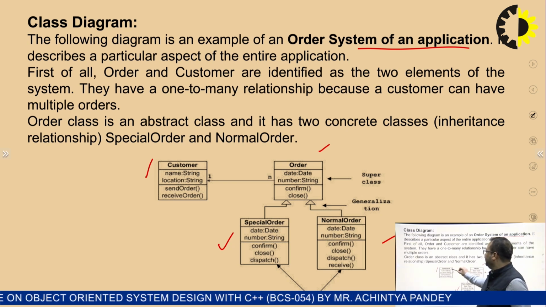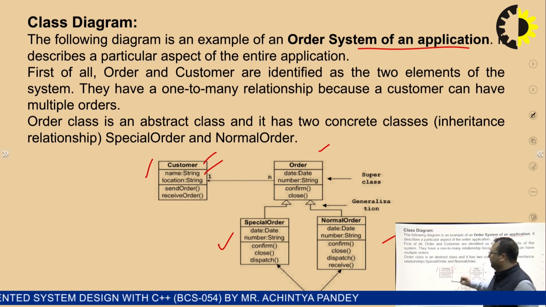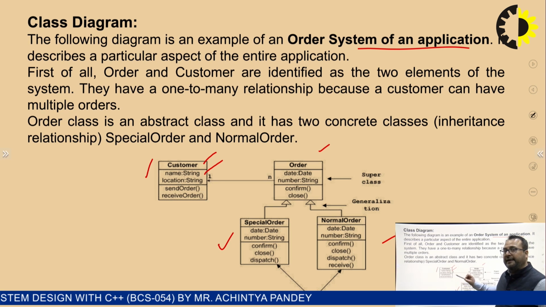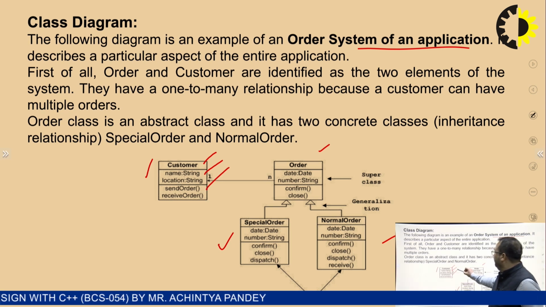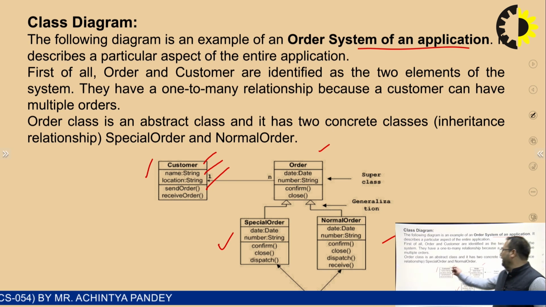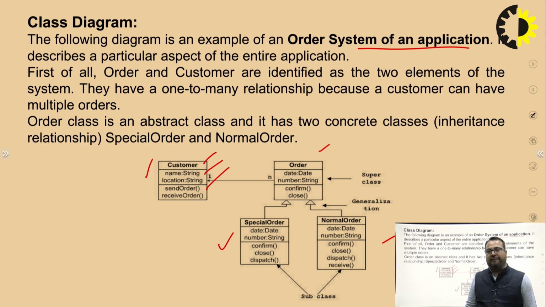One section has the name of the class. This is the name of the class. This is the member variable or the data of that class, and this is the function. Even if you simply write customer, there is no need to write data and all, but in a standard way, a class diagram contains the name of the class, the name of the data and the name of the function. So there are three sections in a standard class diagram.